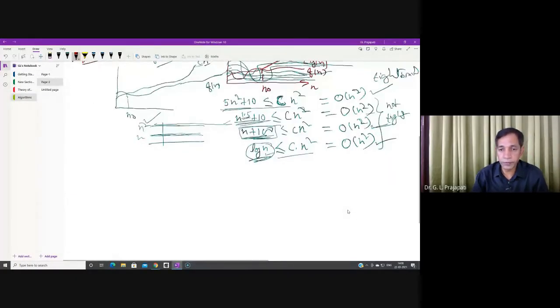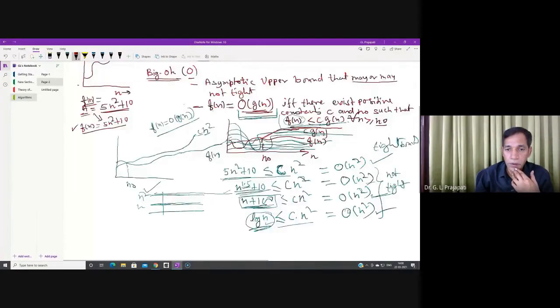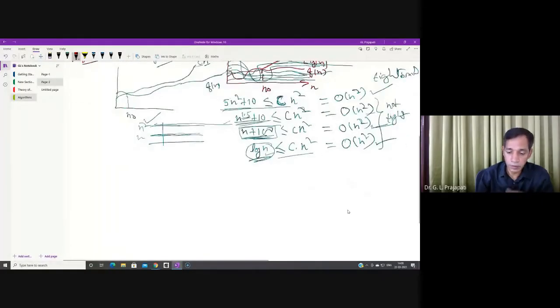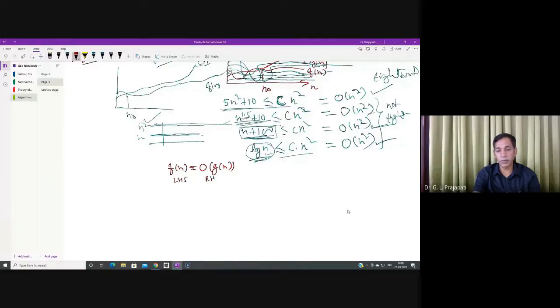So whenever you say f of n is big O of g of n, writing the equal sign in the case of asymptotic notations does not mean that the left side is equal to the right-hand side. LHS is equal to RHS is not the meaning actually. We are not claiming that f of n is equal to this, because what?